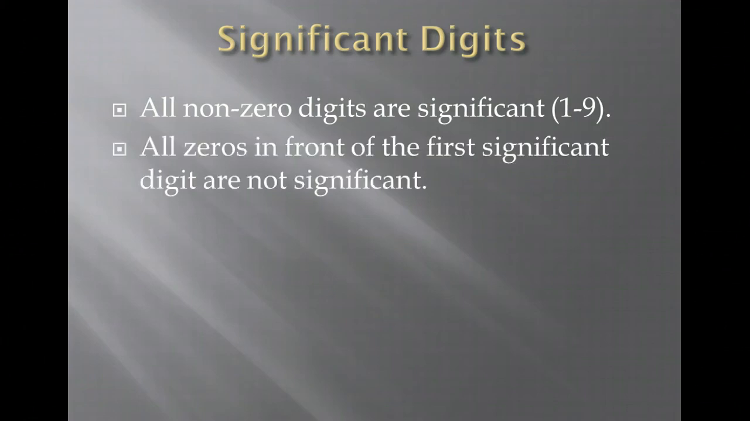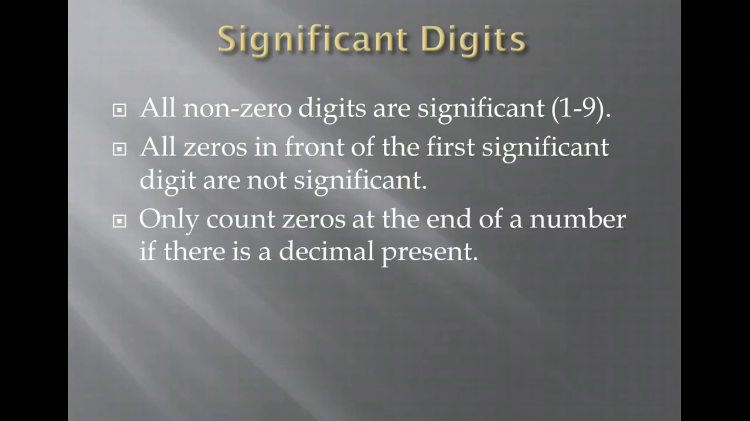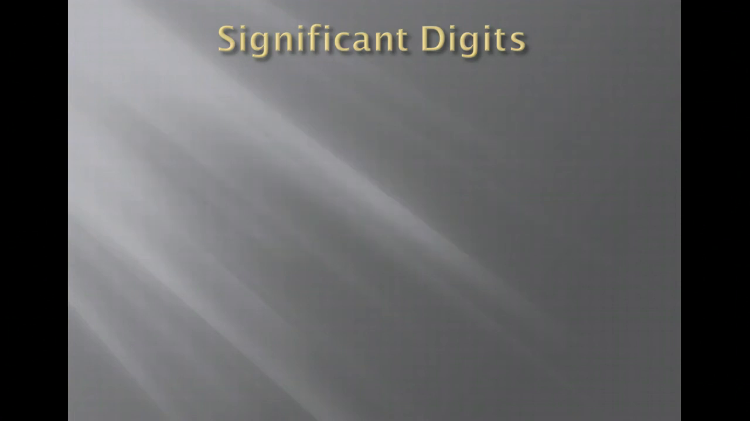All zeros in front of the first significant digit are not considered significant. Only count zeros at the end of a number if there's a decimal present. There's also one additional rule, and that is all zeros between significant digits are considered significant.